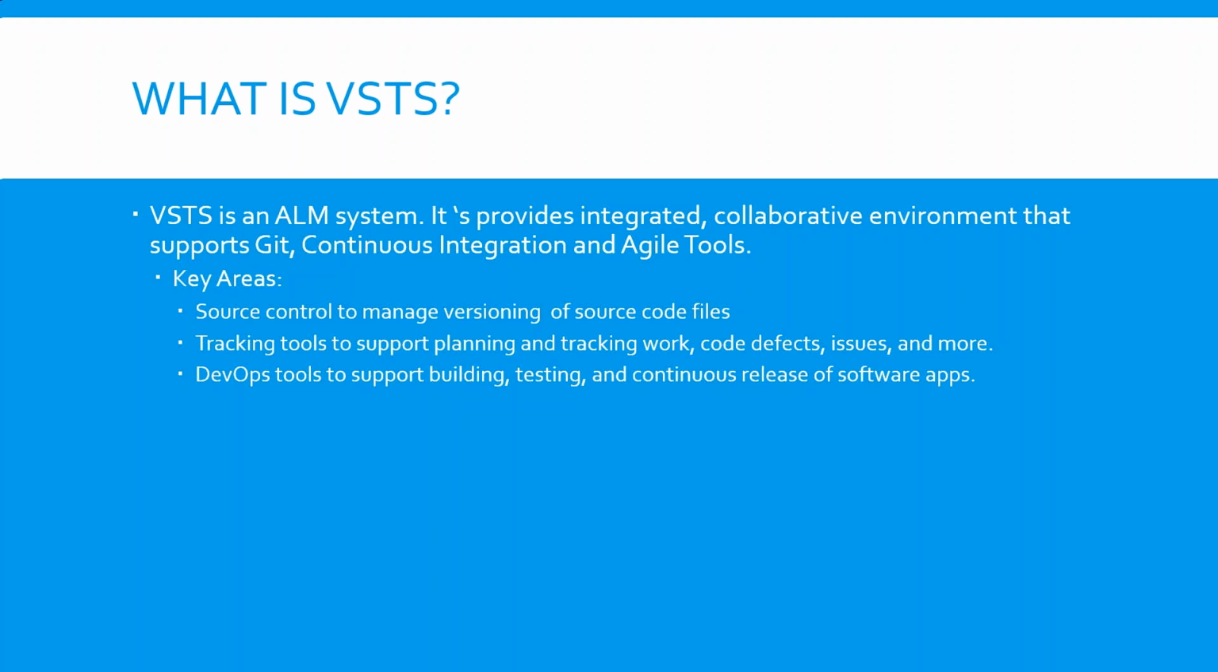Three main key areas are designed for VSTS. One is source control, that means Git. We will discuss Git in more detail later on. Git source control manages versioning of the source code files. Tracking tools support planning and tracking work and code defects, issues and more.